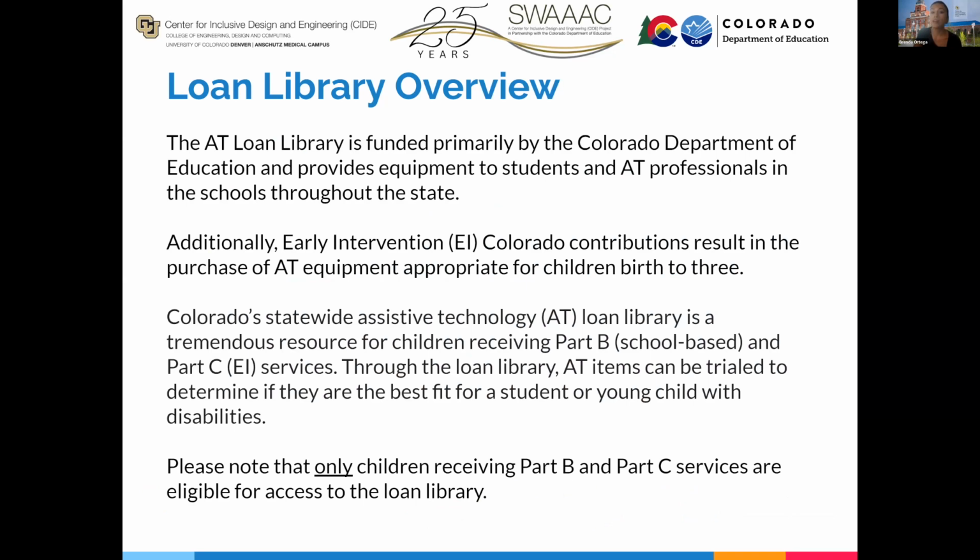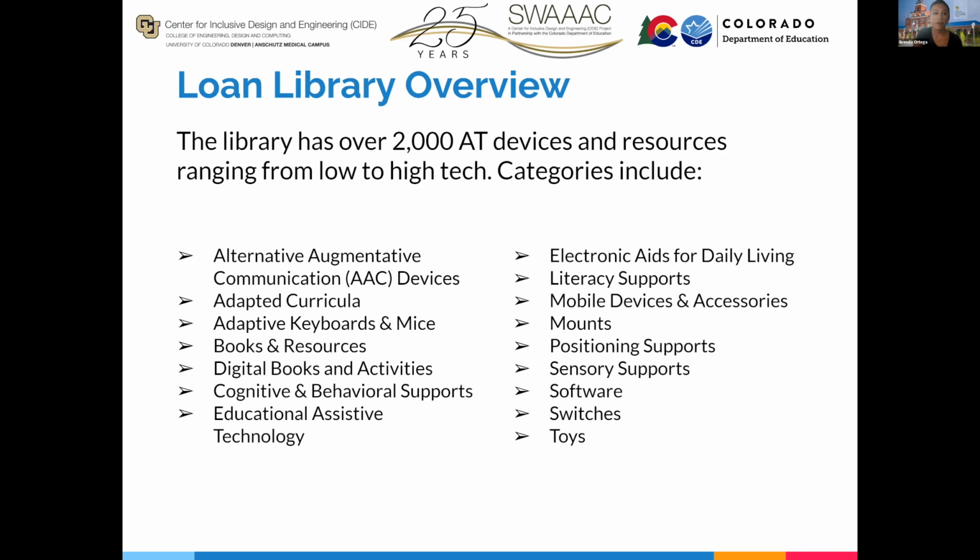The Colorado State Assistive Technology Loan Library is a great resource for children who are receiving Part B and Part C services. Through the loan library, they are able to trial and determine whether a device or technology is best fit for a student who has a disability. It is important to note that only children who are receiving Part B and Part C services are eligible to use the loan library. If you have any questions regarding who can use the loan library, you can always ask us and we'll be happy to answer.